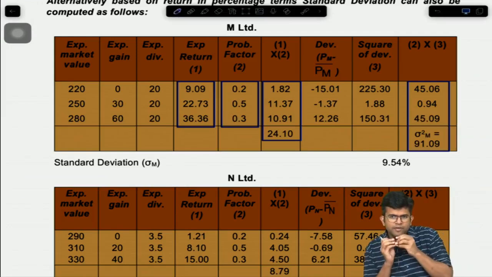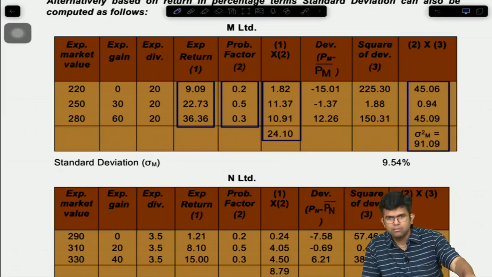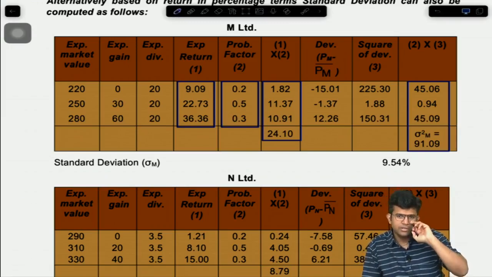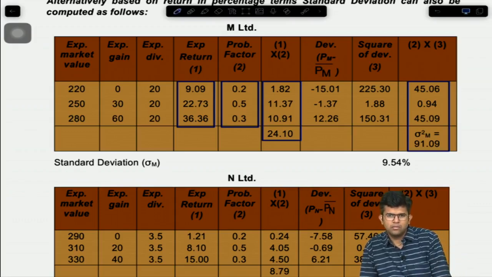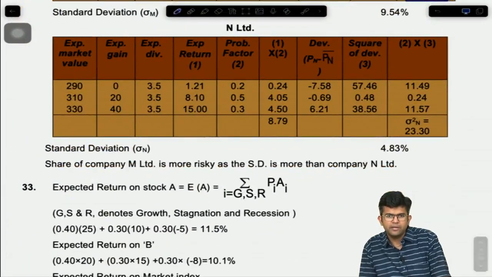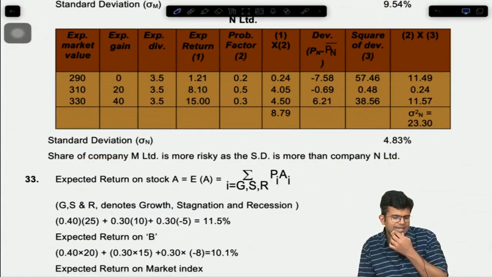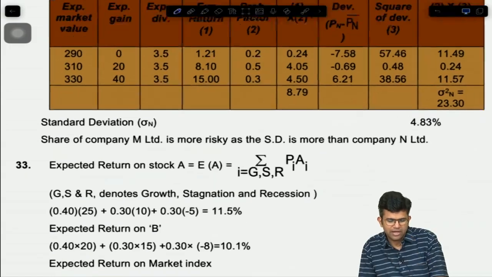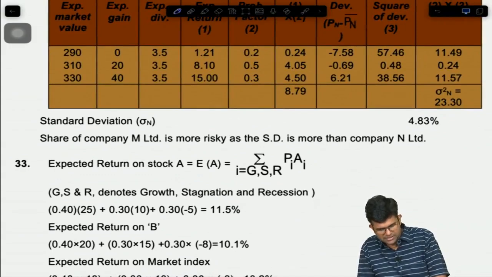Did you get 9.54 for M? See the boxes I have marked, these must be your boxes. Sure getting it, 9.54. And for N, 4.83? So then which one is more risky? I guess M is more risky, no? M has more risk. Sigma of M is higher. So just write down the last line. Share of company M is more risky as the SD is more than company N.